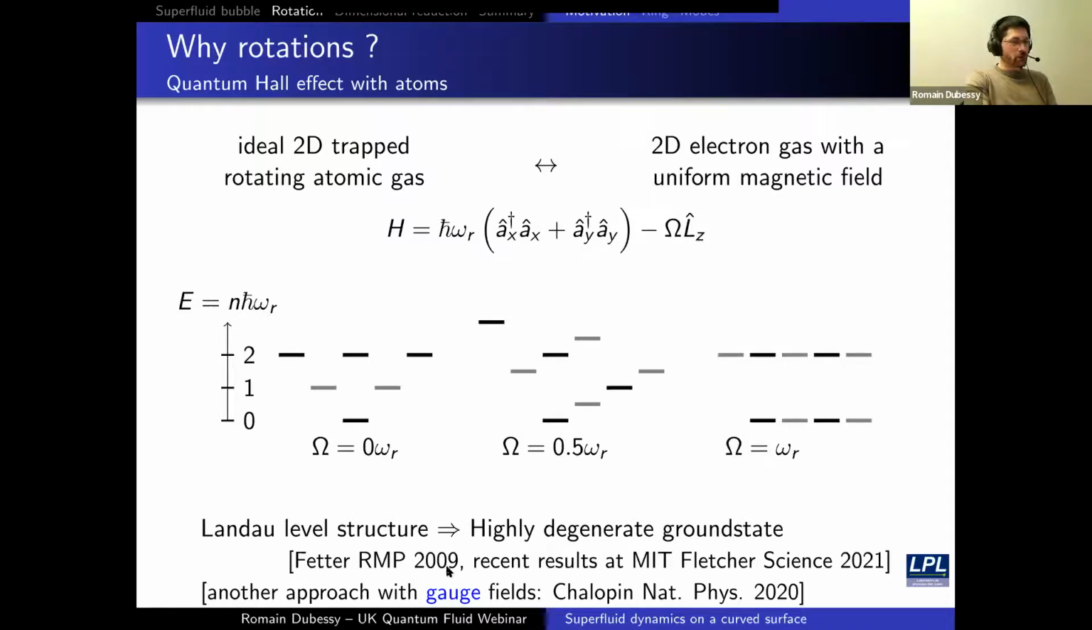I would like just to mention that there is another approach to realize this system and simulate this physics with atoms, using artificial magnetic gauge fields. The idea is now to trap atoms in optical lattices and simulate the effective magnetic field with laser coupling between the atoms. And there has also been recent progress in that direction over the past few years.